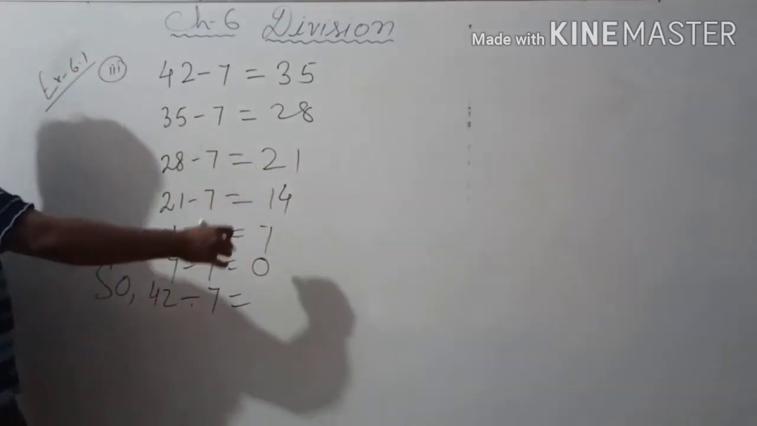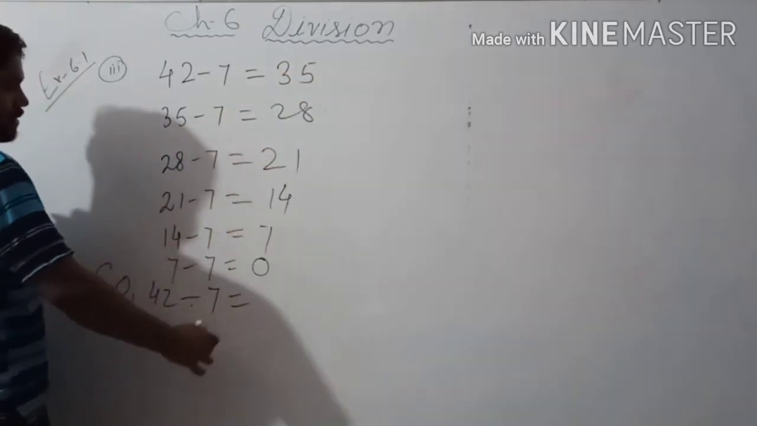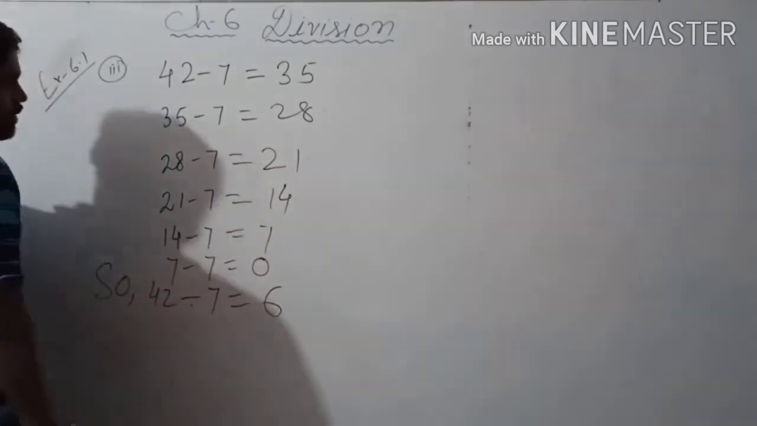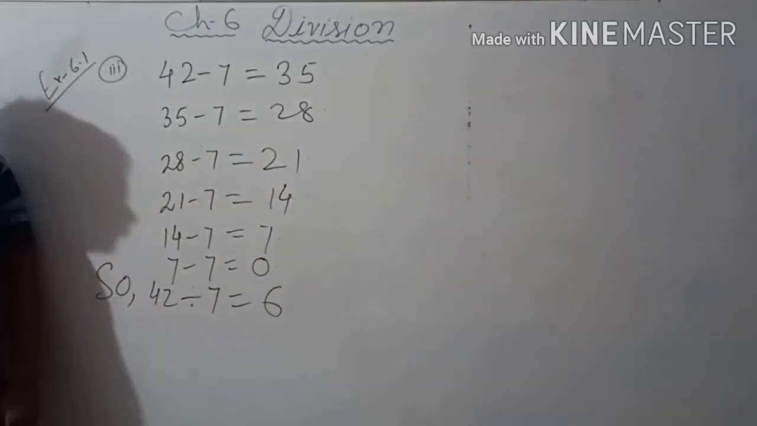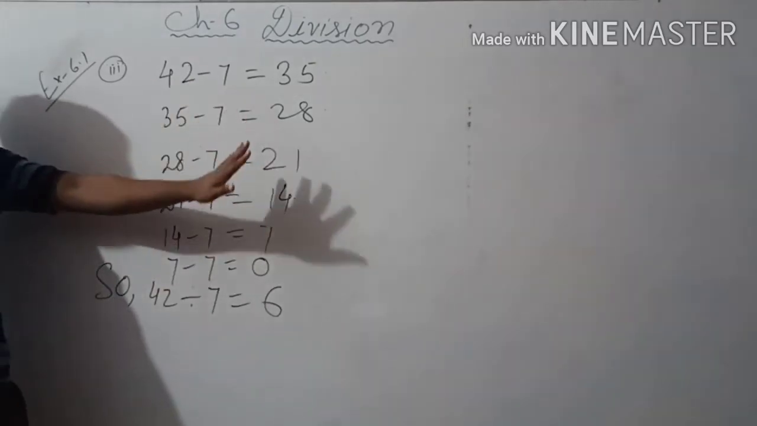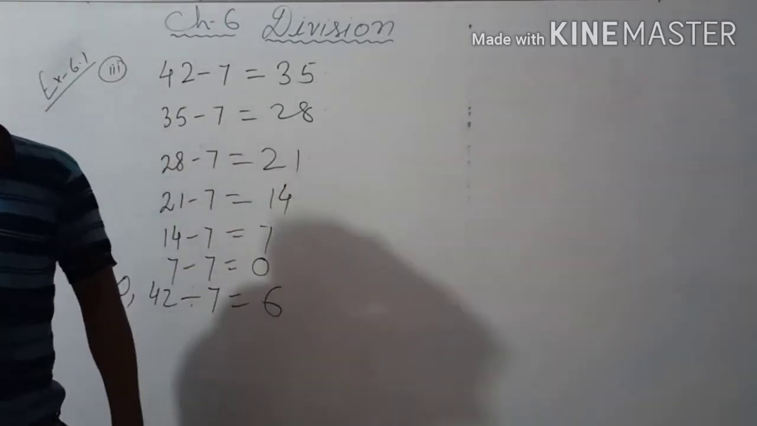So how many times we got? 1, 2, 3, 4, 5, 6. 6 times. So that means 42 divided by 7 is equal to 6. Right? So this is how very easily first and second question you can do. Just by subtraction only. Okay.